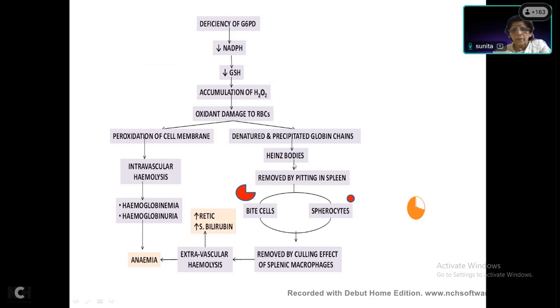But if it's denatured and precipitated globin chains, they precipitate as Heinz bodies and are removed by the spleen. So it appears as if a bite is taken, or as if taken from a spherocyte also. But here it is actually the hemoglobin which is denatured and retracted from the circle. This is known as a blister cell. So now they say that it is not the bite by the splenic macrophages, it is because of the denatured hemoglobin. That is why it is retracted and gives a blister appearance. So it is removed by the splenic macrophages and it leads to extravascular hemolysis.